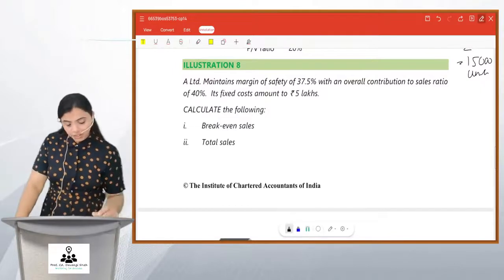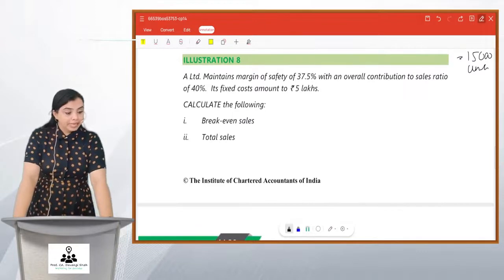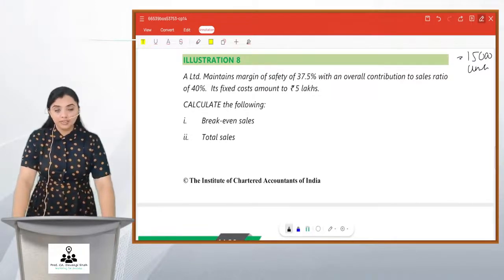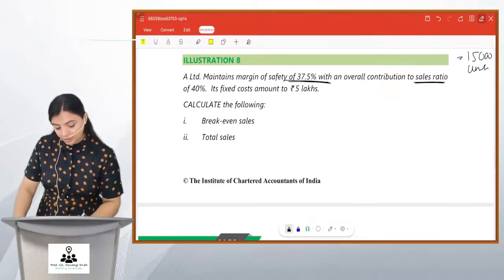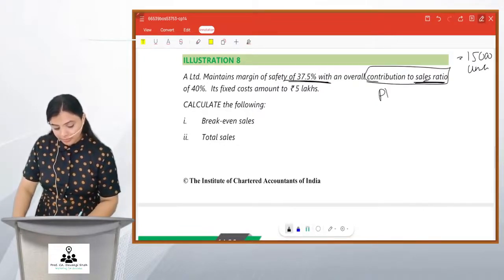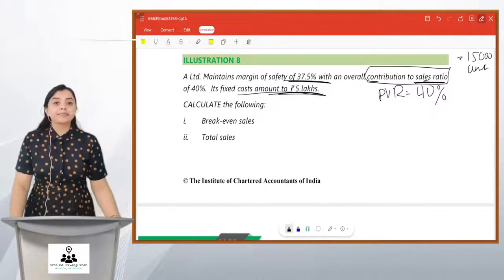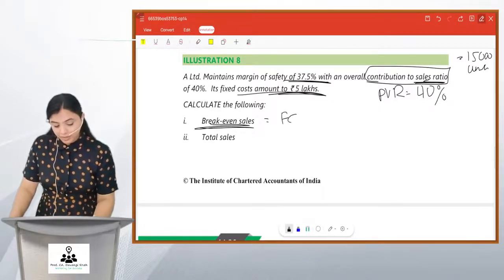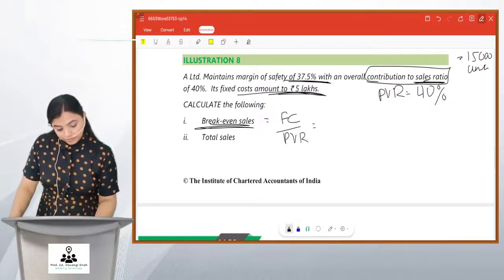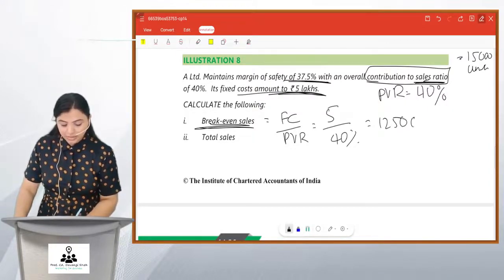Let's proceed further with illustration number 8. A Limited maintains a margin of safety of 37.5% with an overall contribution to sales ratio, which is nothing but the PV ratio, of 40%. Fixed cost is 5 lakh. Calculate break even. Friends, BEP is nothing but fixed cost upon PV ratio. Fixed cost is 5 lakh, PV ratio 40%. So what do you get? 5 lakhs divided by 40%, you get 12,50,000 as your break-even.